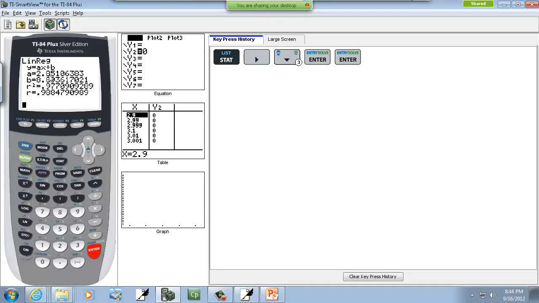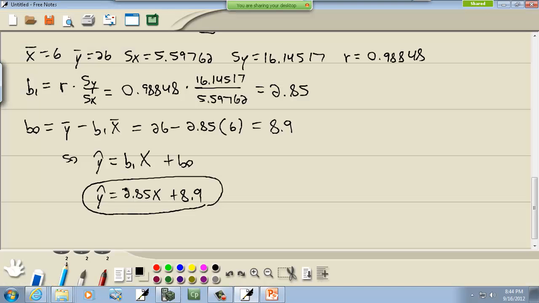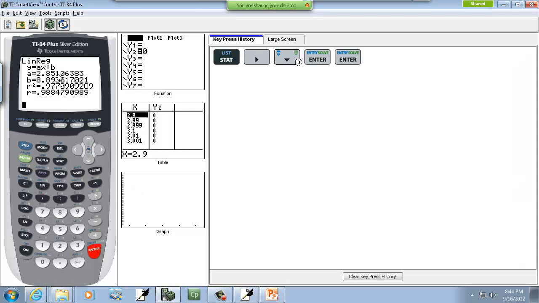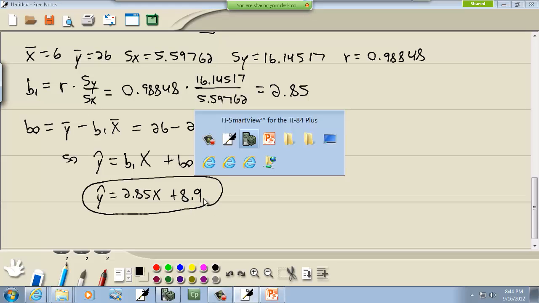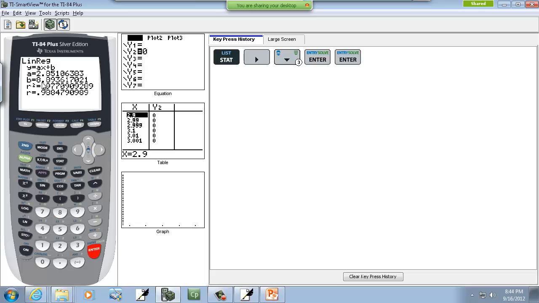And so it gives us A, which rounded to 2 decimal places would be 2.85. And it gives us B, which rounded to 2 decimal places would be 8.89. I guess when I rounded this earlier on, I kind of got that off a little bit. Like I said, you shouldn't round until the very end. But anyway, that gives that to us.